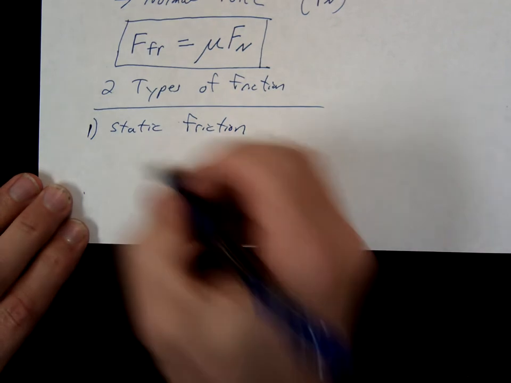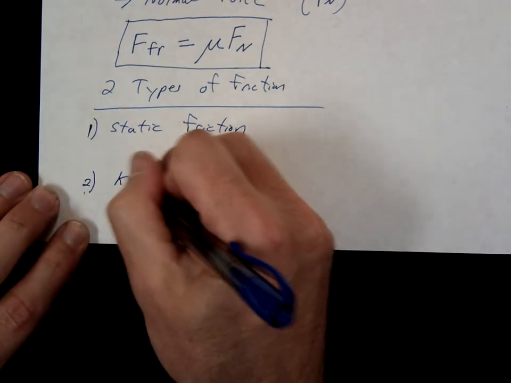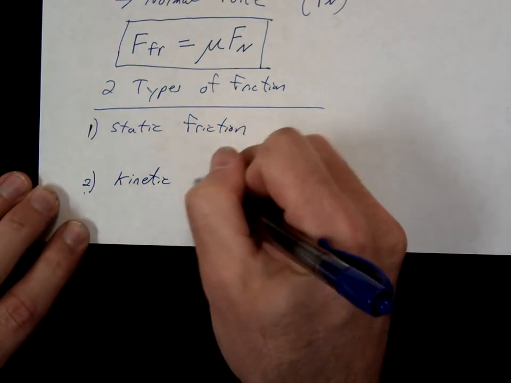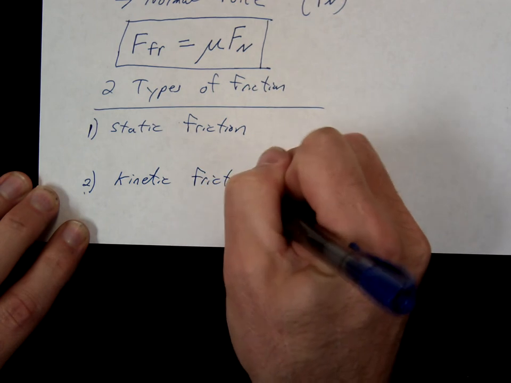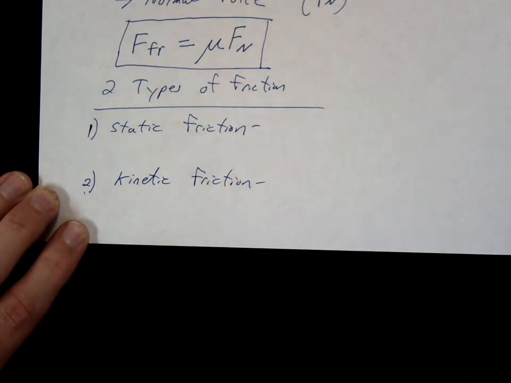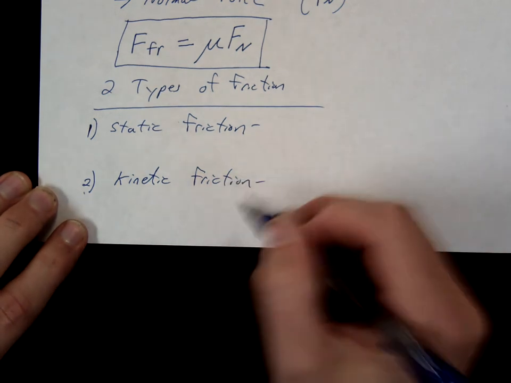And the second type is called kinetic. So what does the word static mean? Stationary, not moving, right? What does the word kinetic mean? Okay, moving, motion. Remember kinematics, it's all about motion. Kinetic has to do with motion. So anyways, kinetic, let's just define this one first.